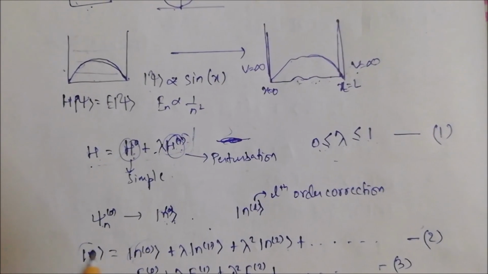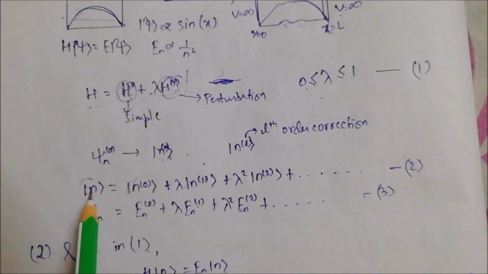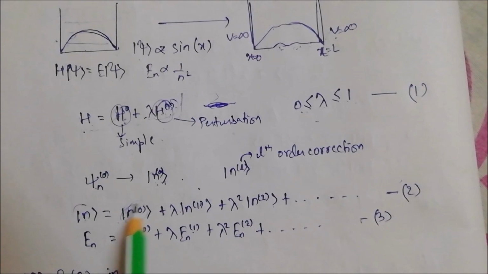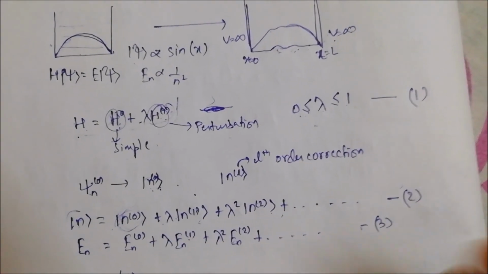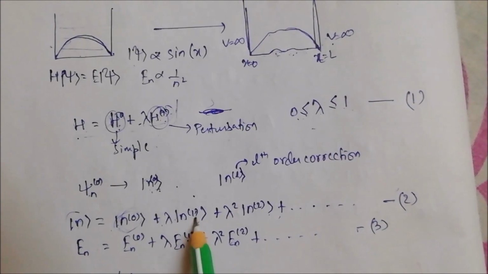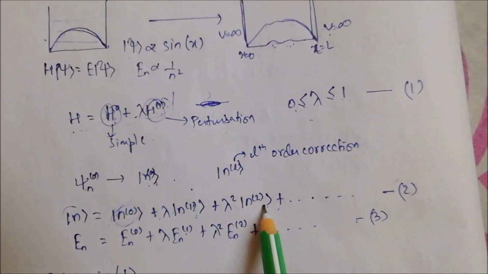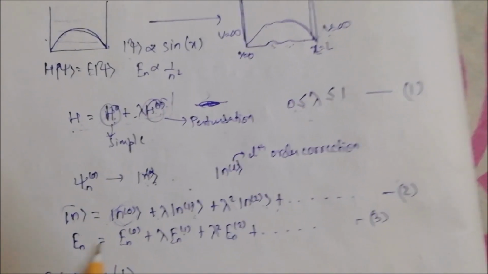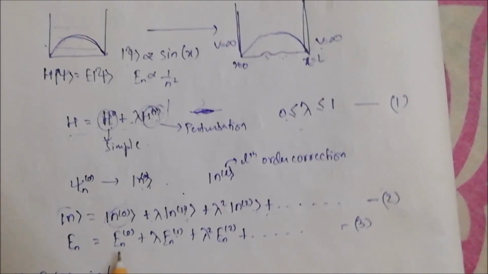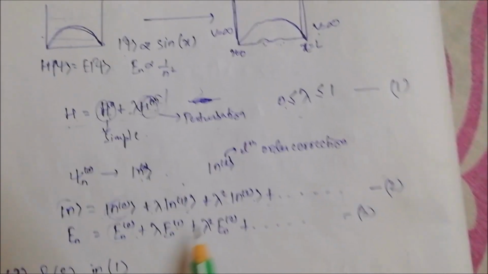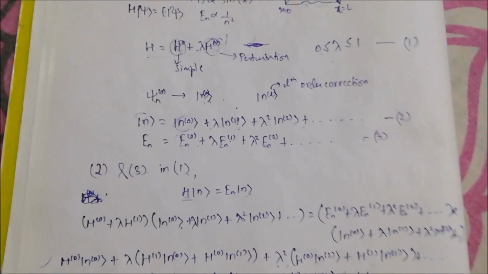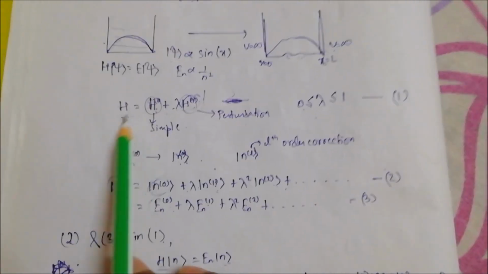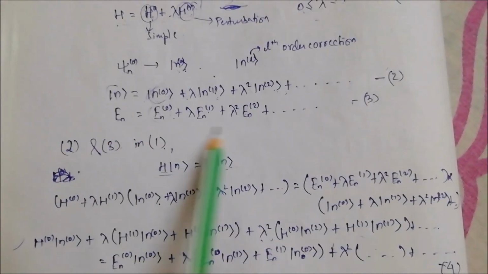For the disturbed system, the wave function will be given by the undisturbed wave function plus higher order corrections on it: lambda times the first order correction plus lambda squared times the second order correction. Similarly, the energy can be expanded as the initial energy plus higher order corrections. Now we know our Hamiltonian and we have our trial solutions.